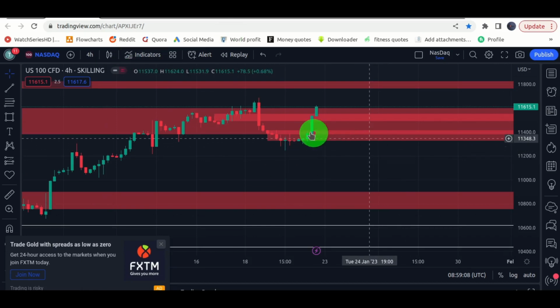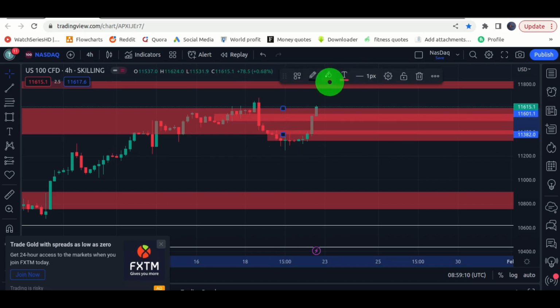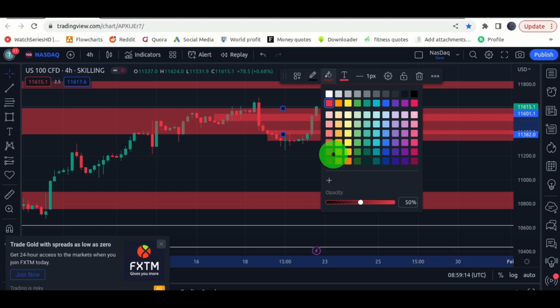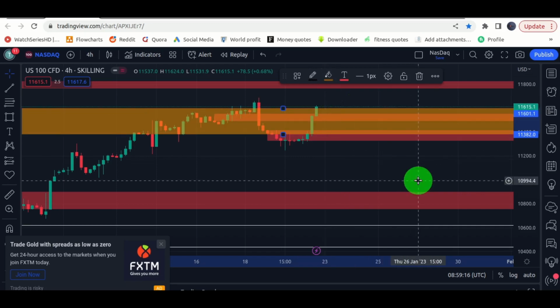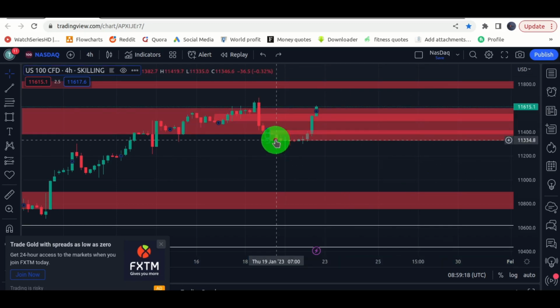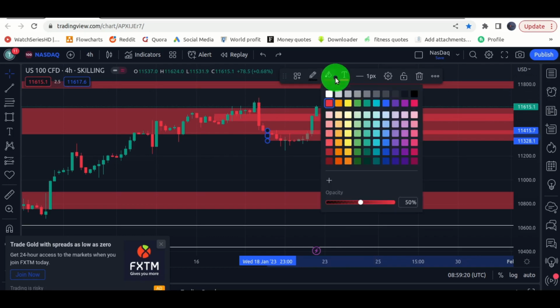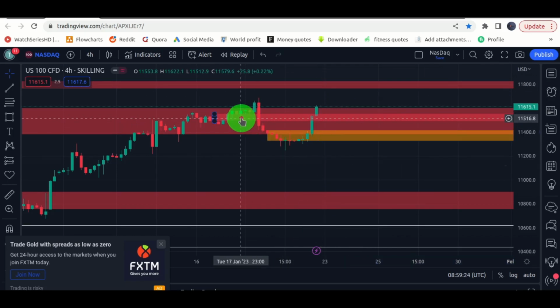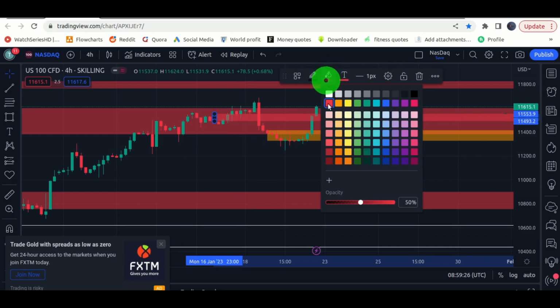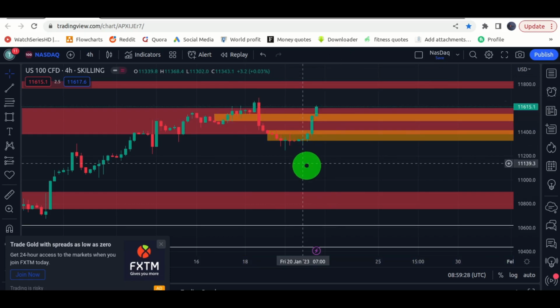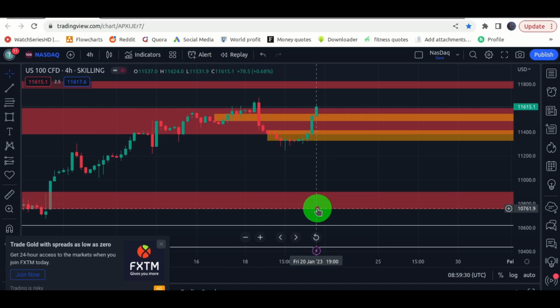Let me just change these colors here. Okay, I changed the wrong one. Let me just change to yellow. Even this one, I make it yellow. So yeah, this is what I mean.